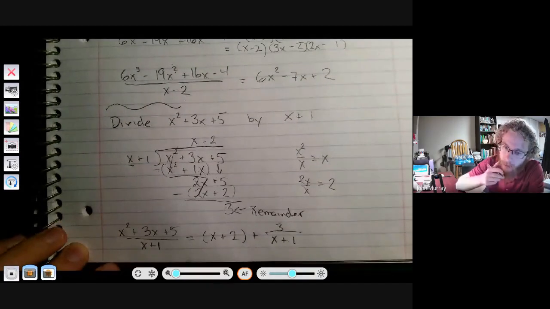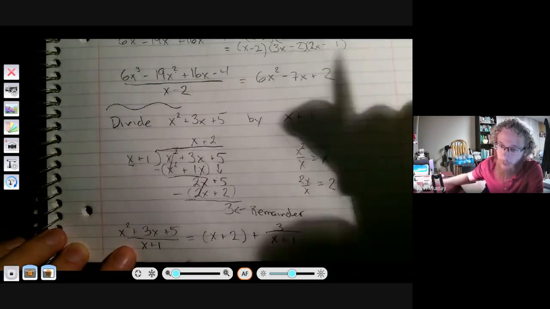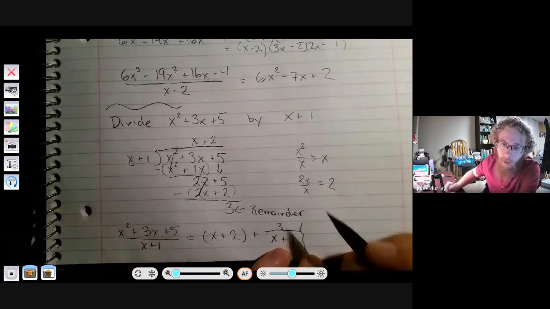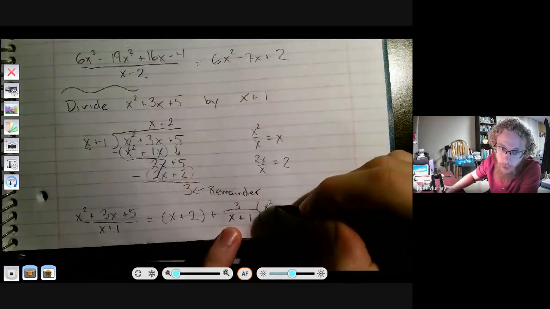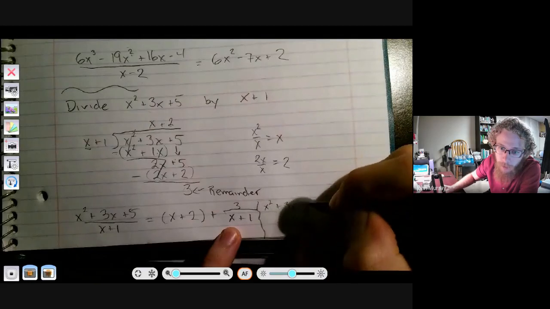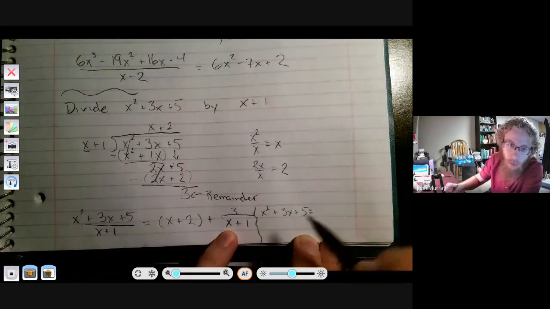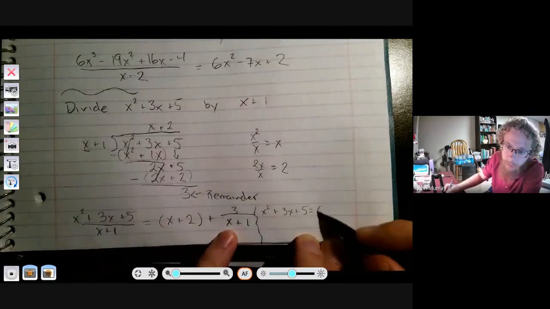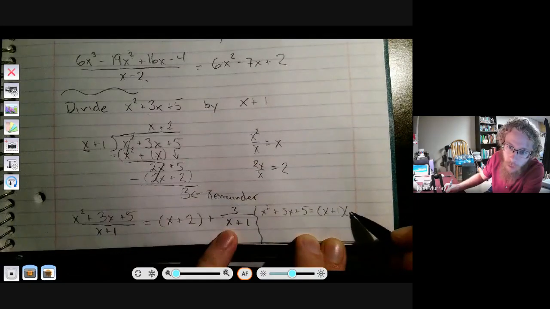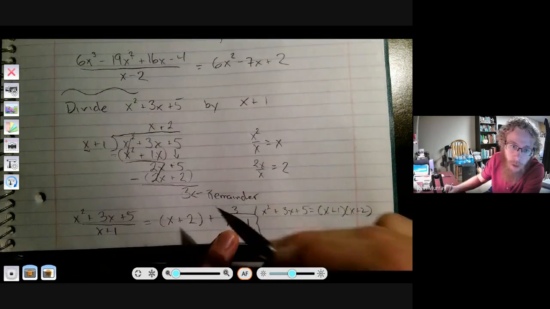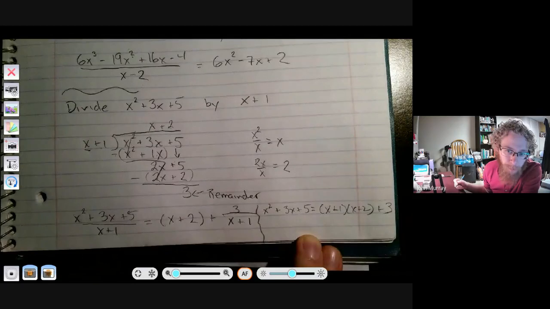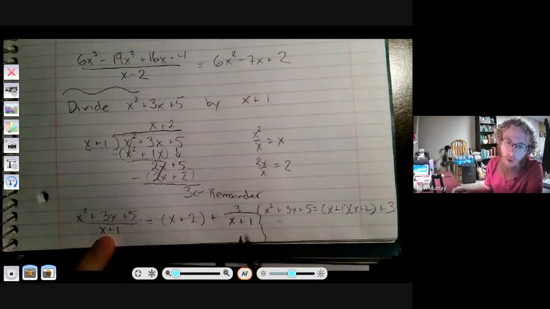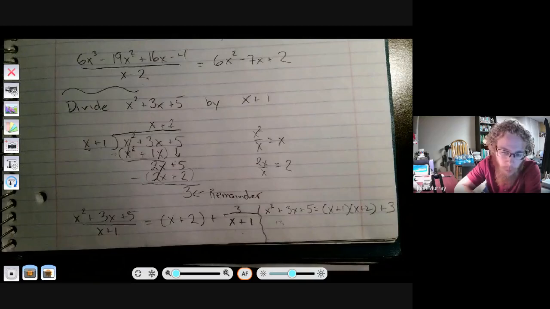Another way we can write it, it stinks I kind of ran out of room here. Another way we can write it is I can write that the term x squared plus 3x plus 5 is its factors, x plus 1 times x plus 2, plus the remainder, plus 3. Again, these two are equivalent statements. It's just how we manipulate them to look like one another.